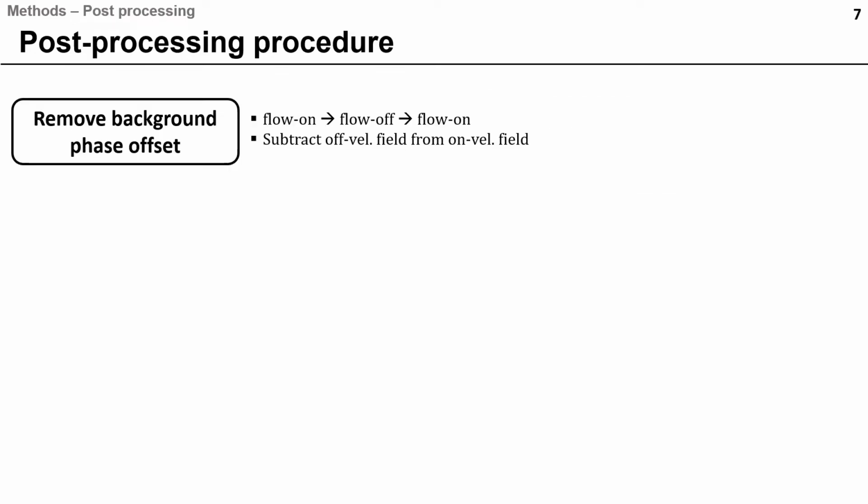And next is the post-processing procedure. We apply this post-processing to our MRV data. So for the first one, we configured our scans in the order of flow on, flow off, and flow on. After the scans, we subtracted the flow off velocity field from the flow on velocity field to remove the background phase offset.